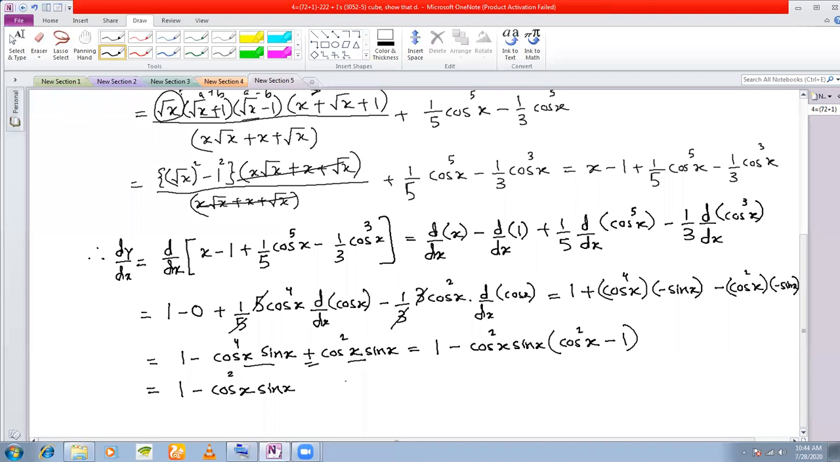Now see, I've got a 1. Okay, let me write it in this way. Cos square x minus 1 can be written as minus of 1 minus cos square x, which is equal to 1 minus cos square x sin x into minus sin square x, which is 1 plus sin cube x cos square x. So have we got the answer or not?